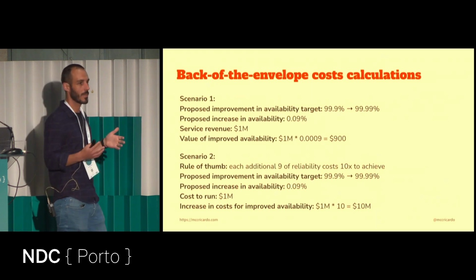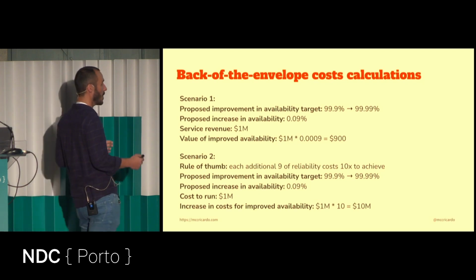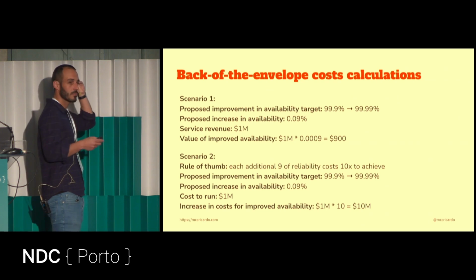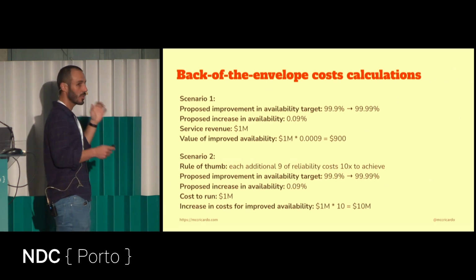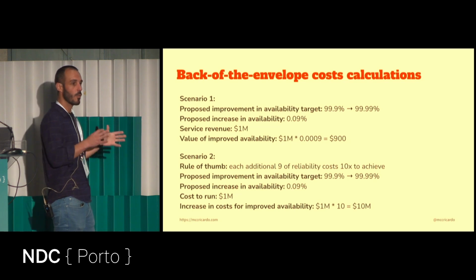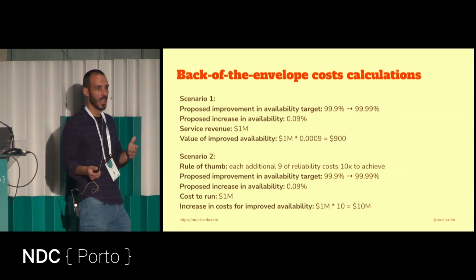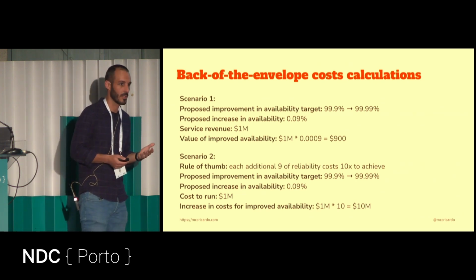So let's do some back of the envelope calculations here about reliability. You see a lot in the literature, and the Google SRE book talks a lot about this. And they usually say something along the lines that if you want to add a 9 to your reliability, the costs usually increase by a factor of 10.